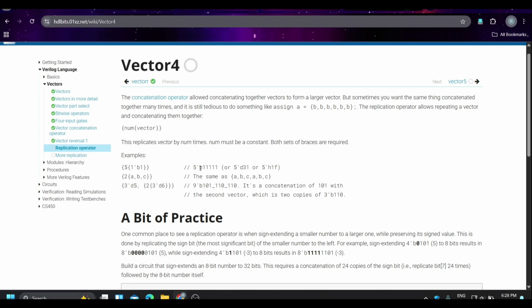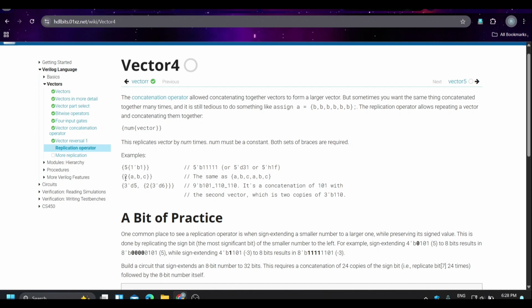So this is the number. This is the actual number: 5 tick binary 11111. So 1 is repeating 5 times, and that's why they wrote it like this. So this is the replication operator. In this way, we can use this replication operator and we can assign any inputs that are repeating.